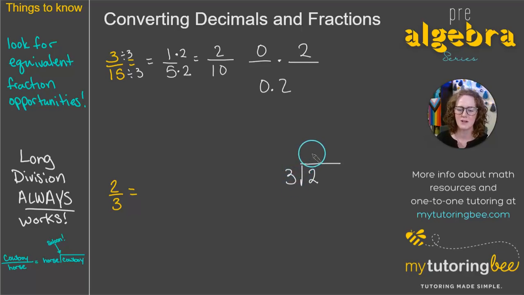All right, 3 cannot go into 2, so we're going to put a 0 there. Go ahead and drop in our decimal and a 0. 3 can go into 20 6 times. That's 18. We wind up with 2, and so we can see right here that if I drop down another 0 here, again 3 is going to go into 20 6 times, so it's just going to be a repeating decimal. And that's what we get for this one. We get 0.6 repeating.